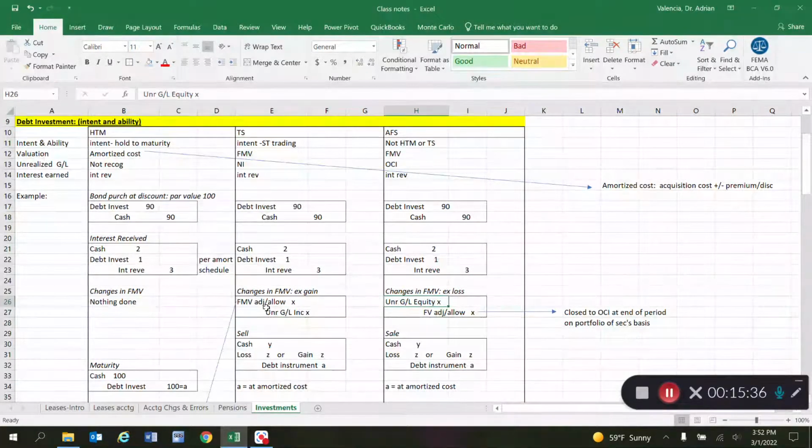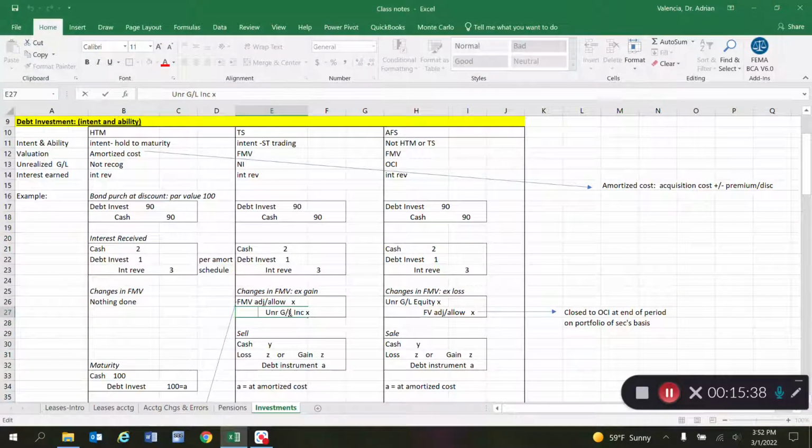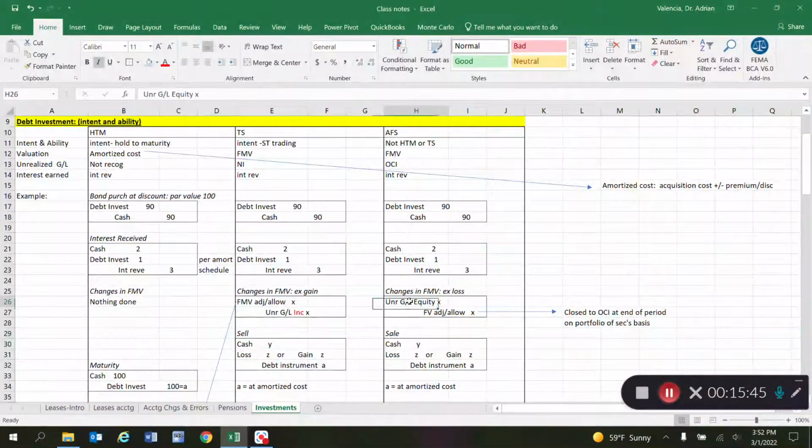But the key here is for you to see how under the trading security, any unrealized gains and losses are going to income, whereas for the available for sale, any unrealized gains or losses are going to equity and eventually to other comprehensive income. Okay, so the flow is, just so you understand, this account is the temporary income account that gets closed into retained earnings eventually, because it is going into net income.